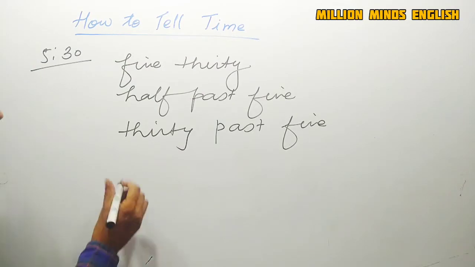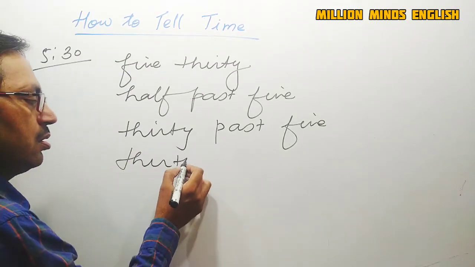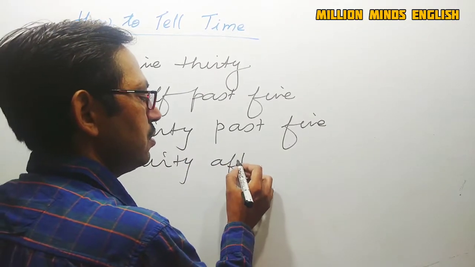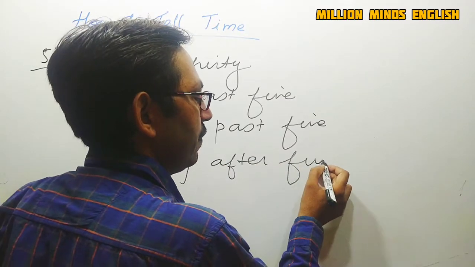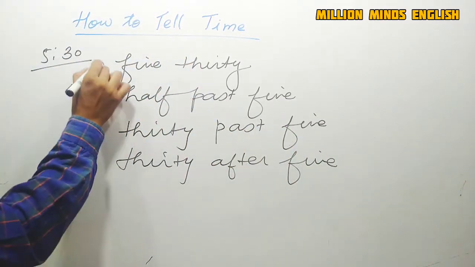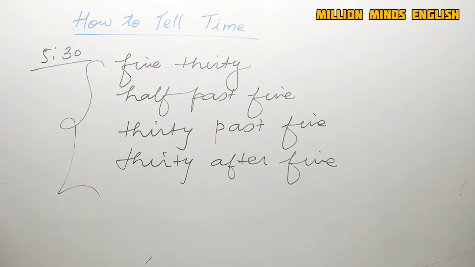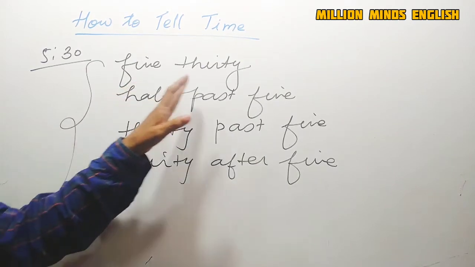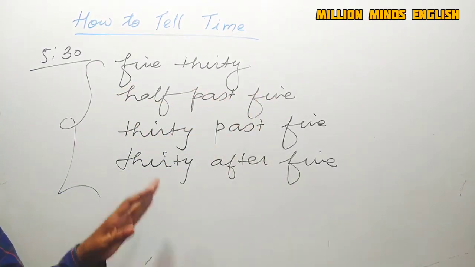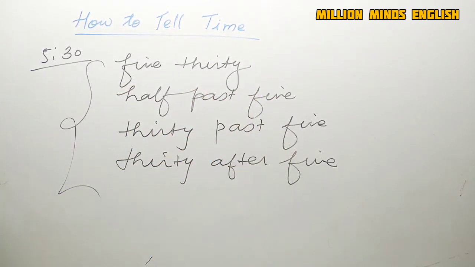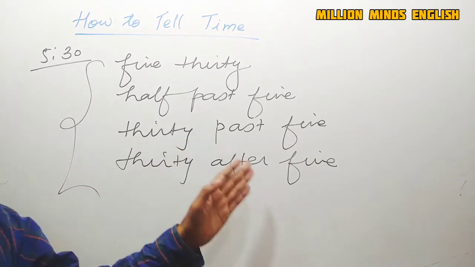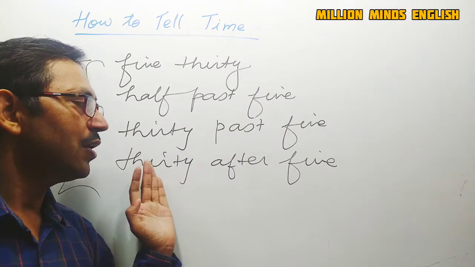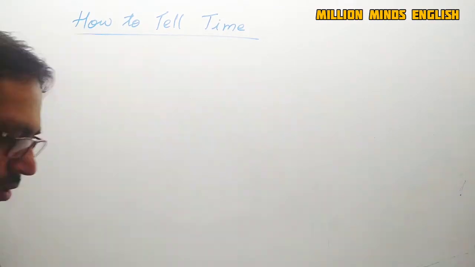Or 30 after 5. Here you have four ways to represent your idea. Here you can say 5:30 means 5:30, half past 5 means 5:30, and 30 past 5 means 5:30. Clear, friends? 30 past, or you can say also 30 after 5.